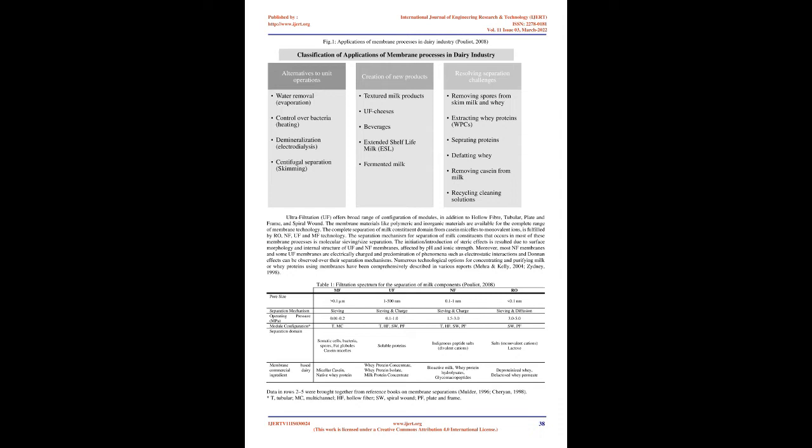The complete separation of milk constituents, from casein micelles to monovalent ions, is fulfilled by RO, NF, UF, and MF technology. The separation mechanism for milk constituents in most of these membrane processes is molecular sieving or size separation. Steric effects result from surface morphology and internal structure of UF and NF membranes, affected by pH and ionic strength. Moreover, most NF membranes and some UF membranes are electrically charged, and phenomena such as electrostatic interactions and Donnan effects predominate over their separation mechanisms.